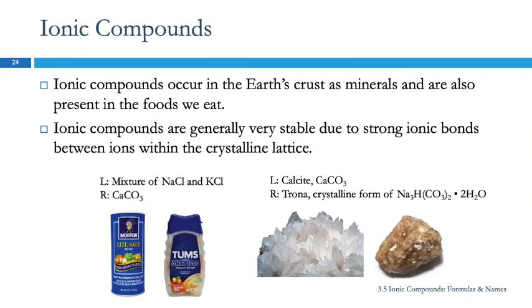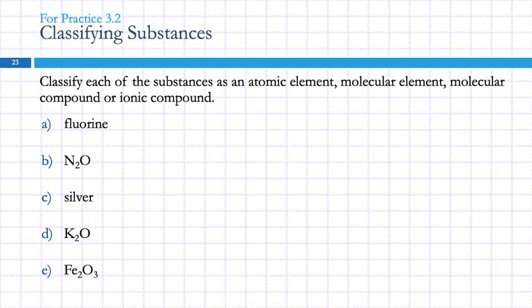Yeah. So if it's just an element on its own, then it's either atomic or molecular. Mm-hmm. But if it's a compound, it can be either molecular or ionic. Yeah, so those are the choices we have right now.